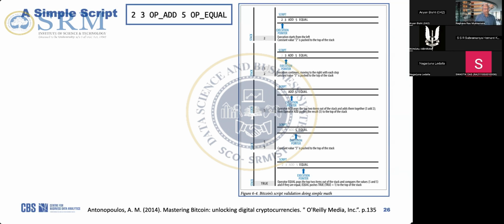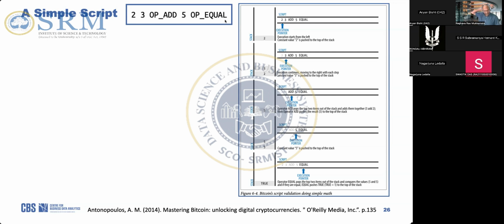Of course, we don't need the Bitcoin scripting language and expensive validation for just checking whether 2 + 3 is 5 or not. But the purpose of this is to understand how stack-based scripting languages work. So let's say that we want to verify whether 2 + 3 is 5. This is how it is encoded into the Bitcoin scripting language: you have 2, 3, op add, 5, op equal.